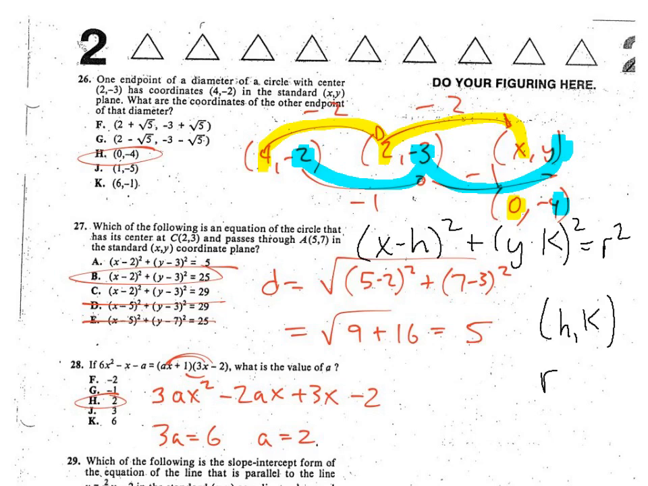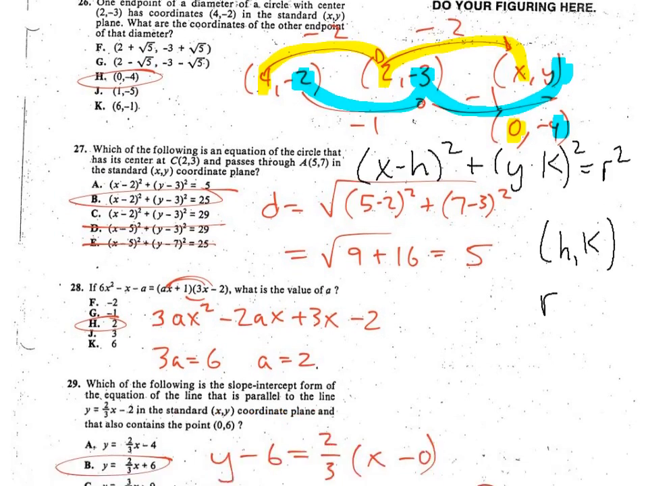So the next thing we need to identify is the radius. If we use the distance formula between letter A and letter C, we subtract the x's, we subtract the y's, we square each of them, and then take the square root of that sum. We get a radius of 5. So we take that 5 squared to get 25, and that gives us answer B.